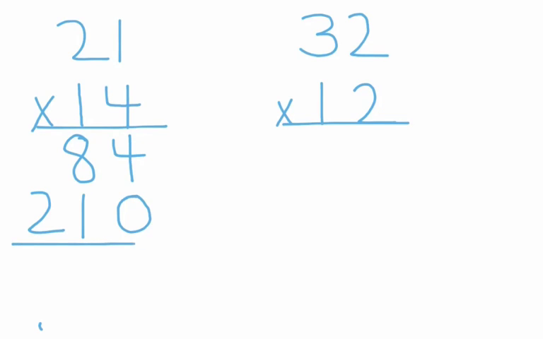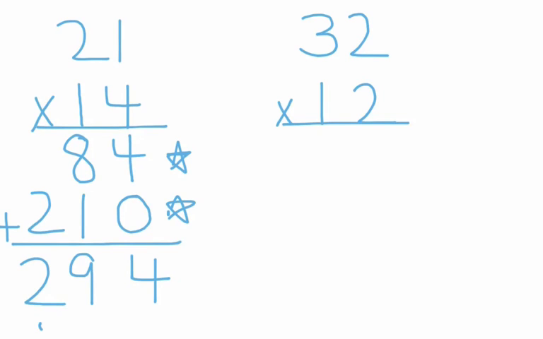Okay, now we are going to be adding these. Remember, these are partial products. This is a partial product, and this is a partial product, right? We need a final product. So we're going to add the two partial products together. 4 plus 0 is 4. 8 plus 1 is 9. And then 2 plus 0, of course, is 2. So your answer here is 294. All right, let's go to B, 1B.